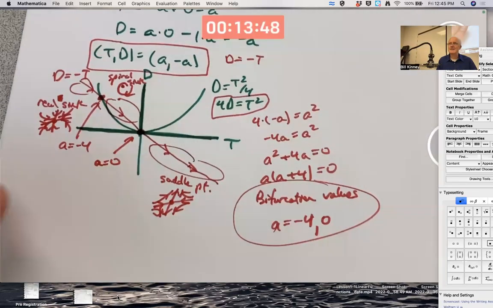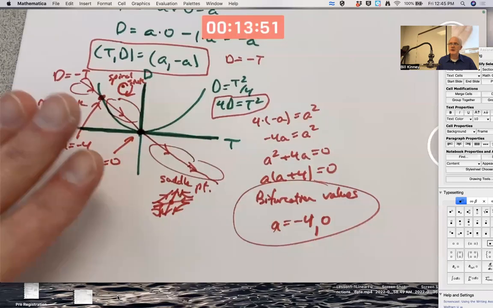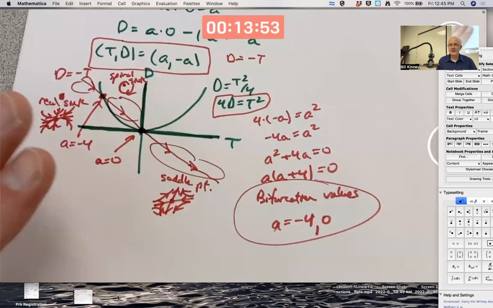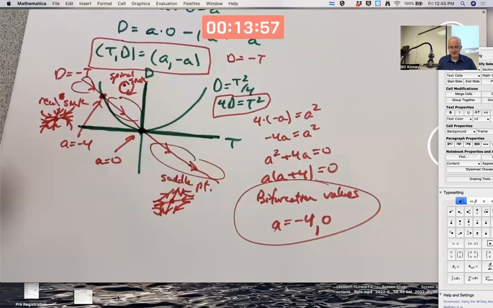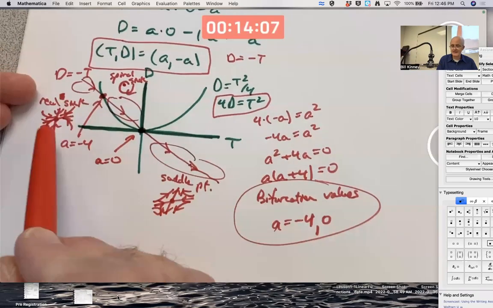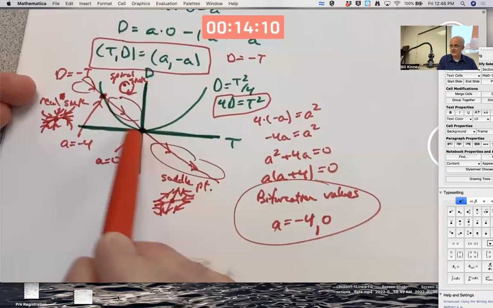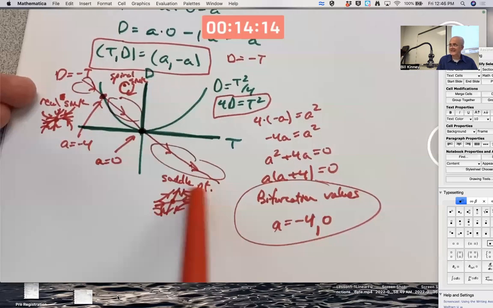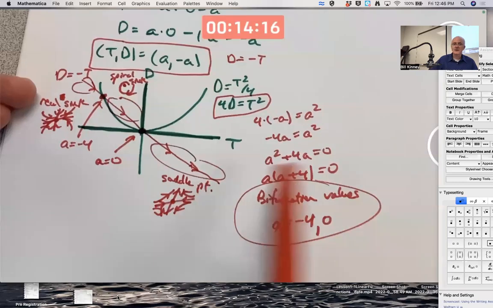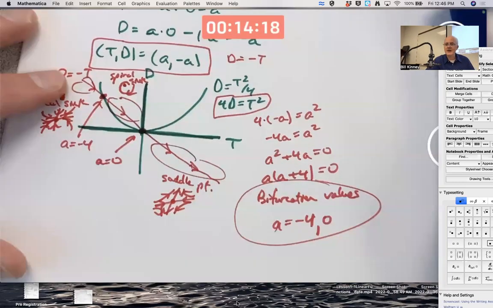Once again, this TD plane, the trace-determinant plane, is not a phase plane. It's just a tool to help us see pretty quickly what the phase plane is going to look like as A changes. If A is less than negative 4, then you've got your real sink. If A is between negative 4 and 0, then you've got your spiral sink. And if A is bigger than 0, then the origin is a saddle point. All right, here let's use Mathematica now and confirm this happens.